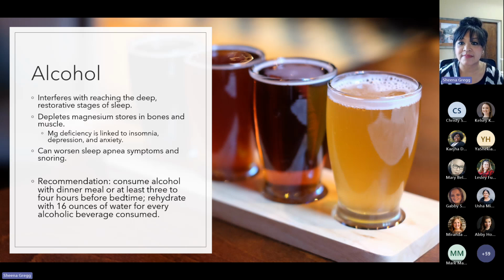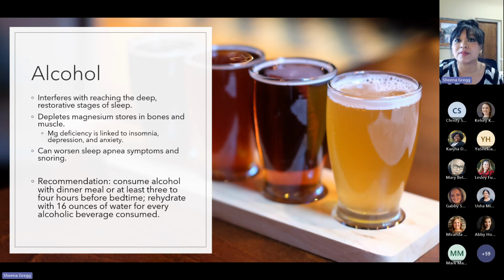And again, I'm going to acknowledge, it does initially act as a sedative. It's going to make us drowsy, but as it starts to metabolize, it's going to cause those sleep disturbances, and we're going to be waking up frequently throughout the night. So this is really going to be disrupting our natural sleep cycle. Alcohol is also going to play a role in reducing our body's melatonin production too.